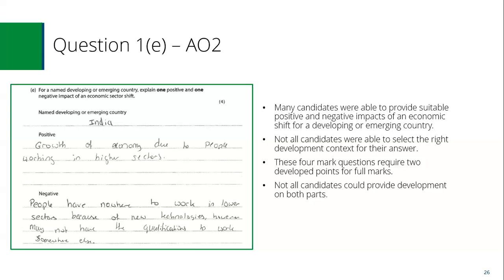So in this case here, we've got the question. There was a basic idea for a positive impact, and a developed idea for the negative impact. So overall, we got 3 marks here. The positive: growth of economy due to people working in higher sectors. Again, that's that woolliness of the answer, it doesn't really be specific. Whilst people have nowhere to work in lower sectors because of new technologies and may have other qualifications to work somewhere else is slightly better.